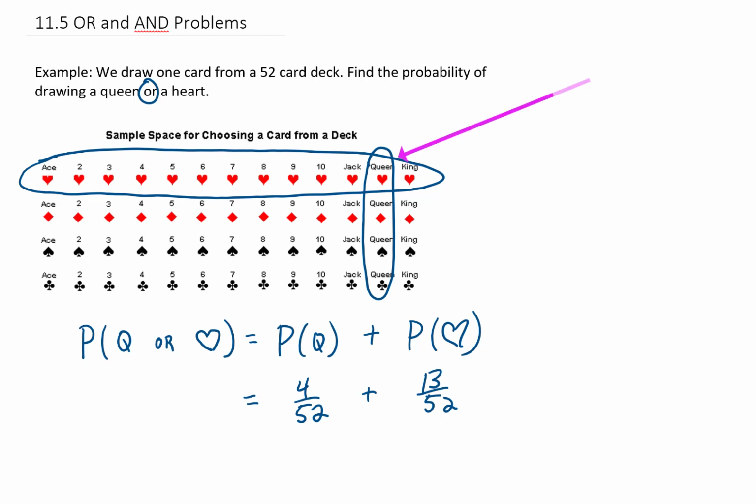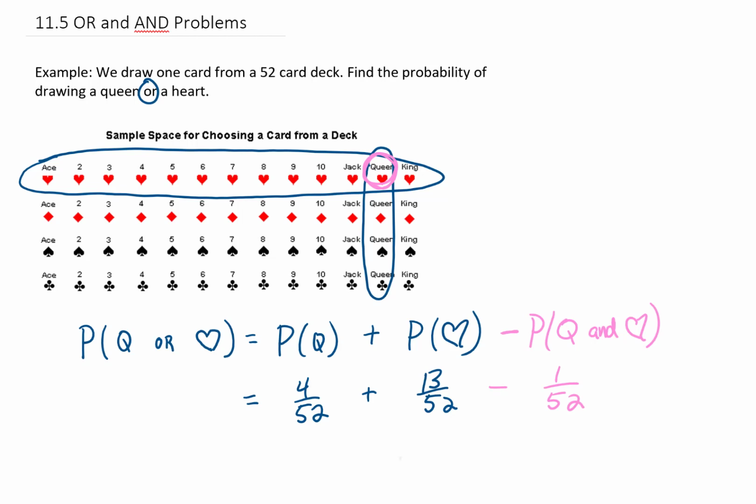However, you'll notice from this diagram that when we counted our 4 queens and our 13 hearts, we actually counted this queen of hearts twice. And since that queen of hearts only appears once in the deck, we've unfortunately double counted this card. To account for that, we're going to subtract off the probability of drawing the queen of hearts. The way that we say that is we're going to subtract off the probability of drawing a queen and drawing a heart. Since there's just one queen of hearts in the deck, that probability is 1 over 52.